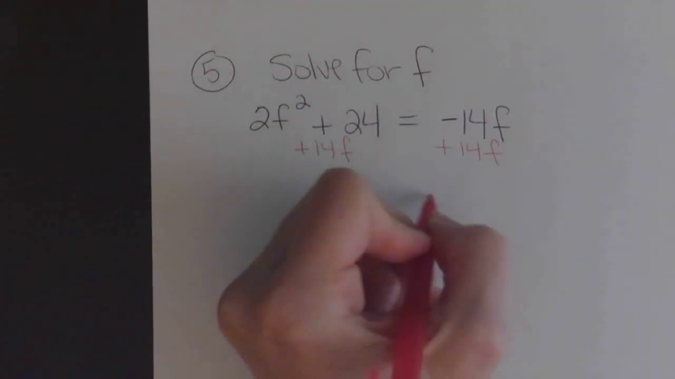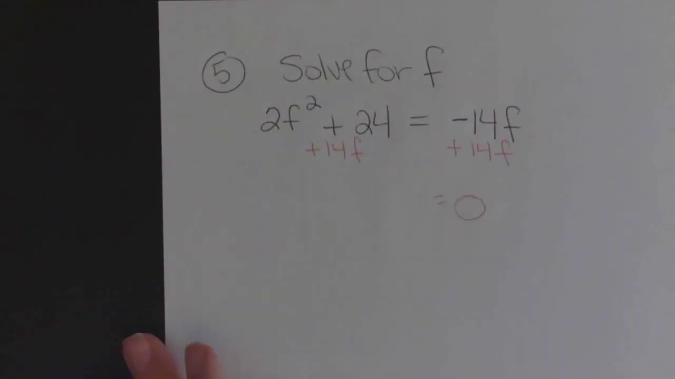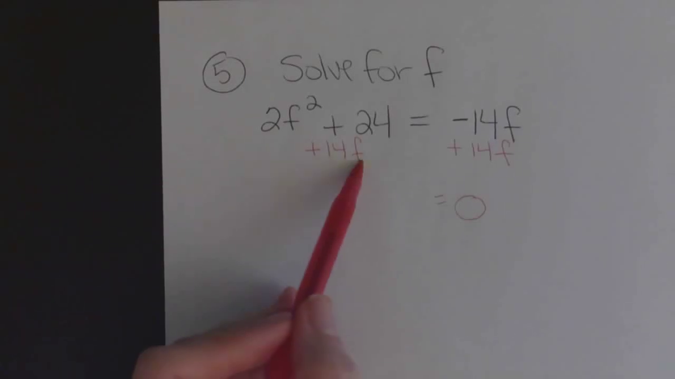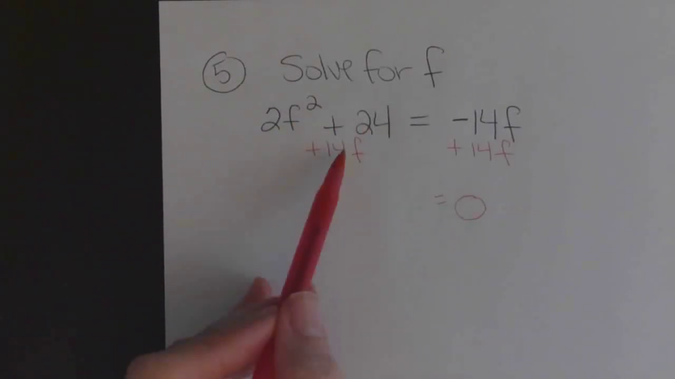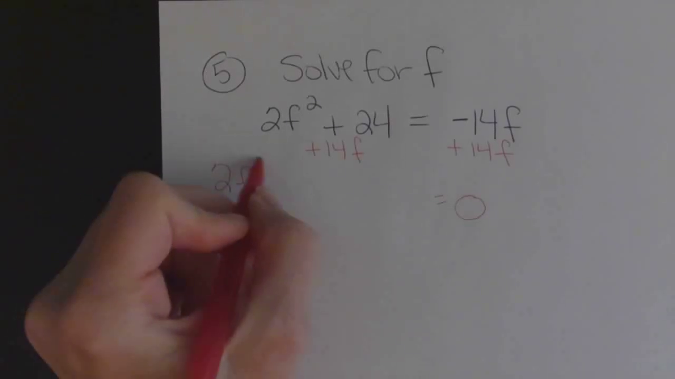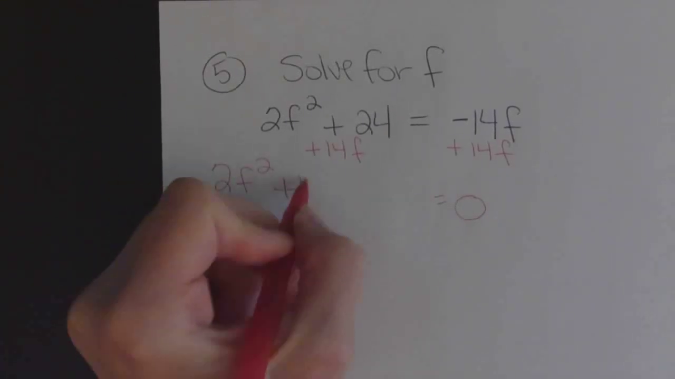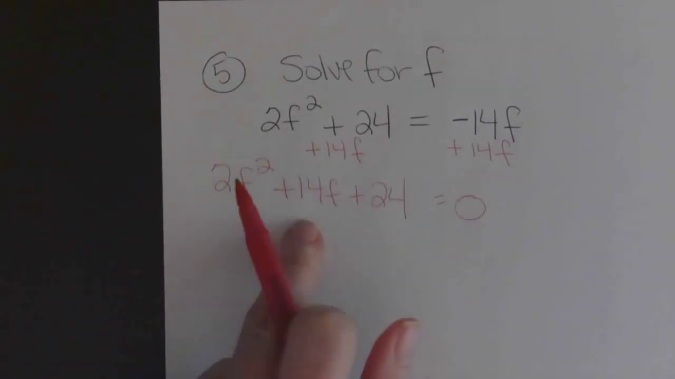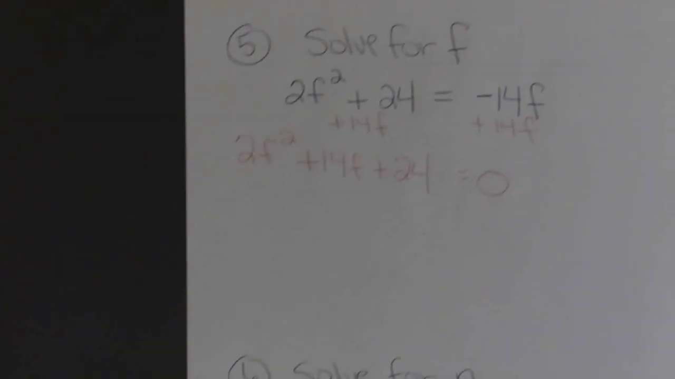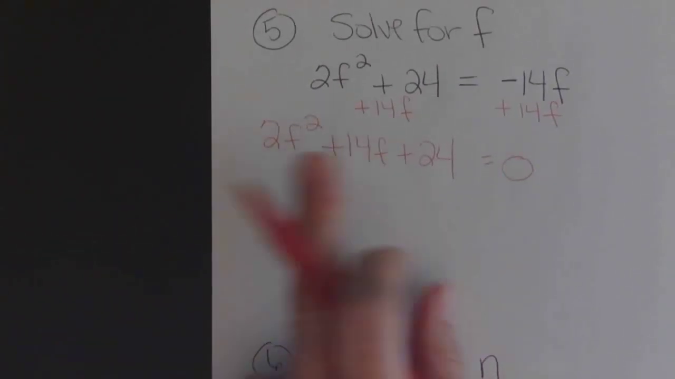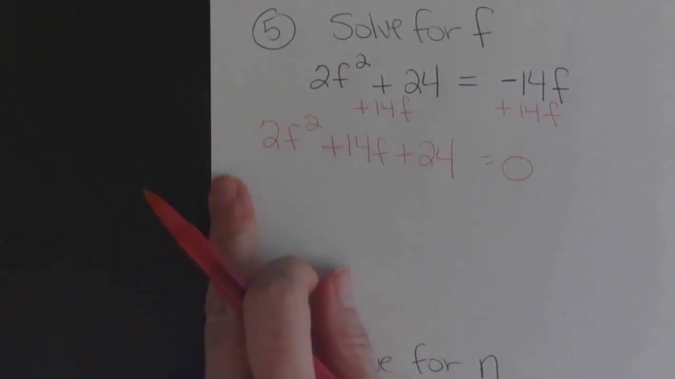So we want to add 14f to both sides, like so. Now, that is going to make the right side 0, which is what we want. Because if we're going to solve a quadratic by factoring, we want that right side to always be 0. Now here, the f doesn't have anybody to join with, so let's just put him in the middle. So we'll make it 2f to the second plus 14f plus 24. And now you have your trinomial.